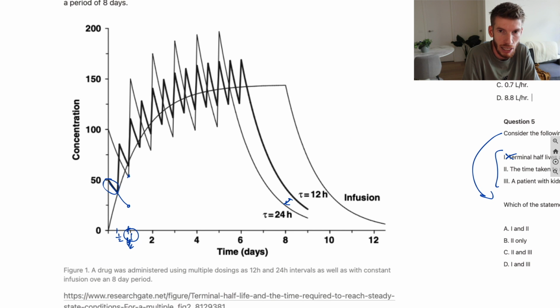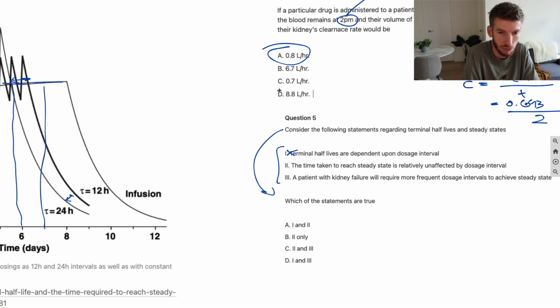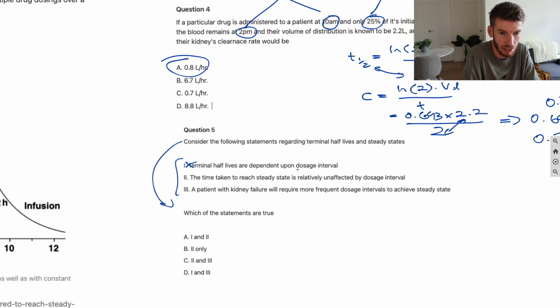The time taken to reach steady state is relatively unaffected by dosage interval. So if we look at that there, time taken to reach steady state, which is where it's kind of flattening out, you can see all 3 graphs roughly reaching it. Here you could say maybe 7 days or so, but there's not really any significant difference. There's a slight difference here, but they're all about the same. So that one actually looks pretty true because it says relatively unaffected. That's the key word there. So that one's all good.